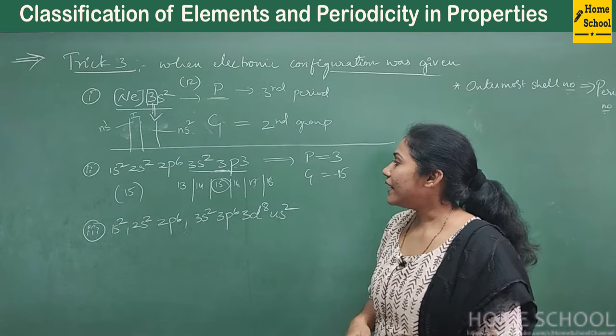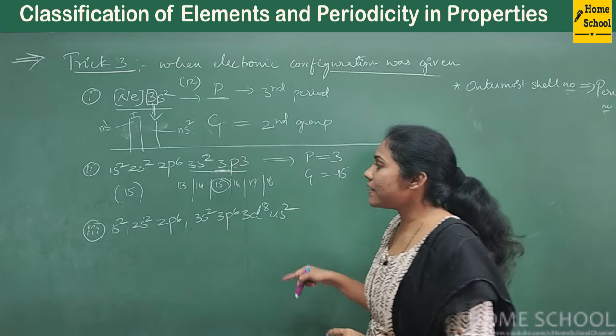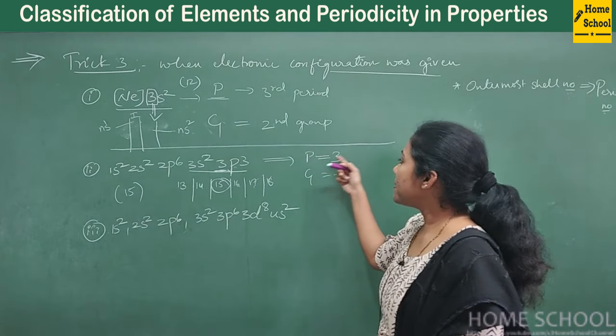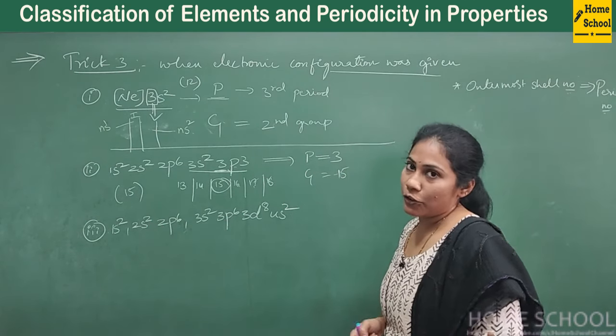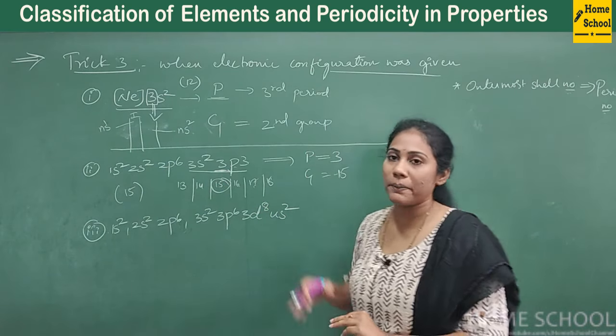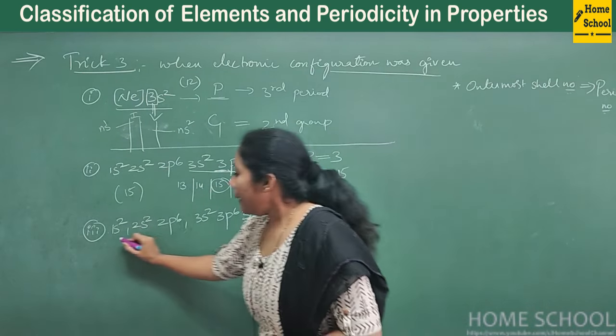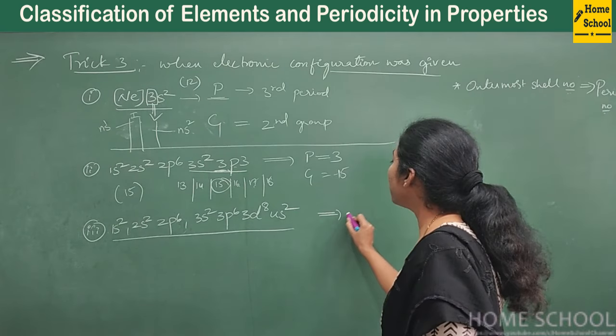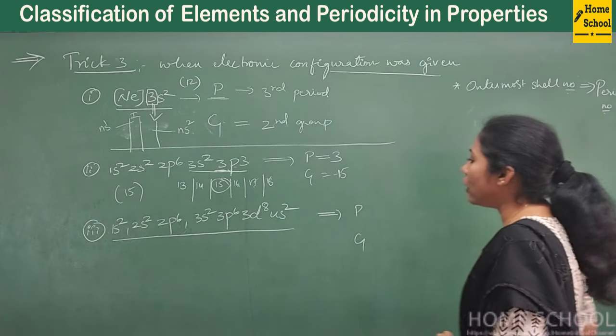Atomic number 15 is nothing but phosphorus. It's a very simple element. Phosphorus comes in the 3rd period and 15th group. So you can use trick 2 here, once you know the atomic number. Coming back to this example, guys, can you all tell me to which period and group it belongs?